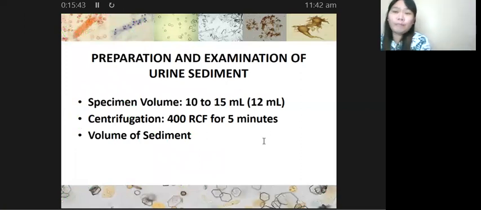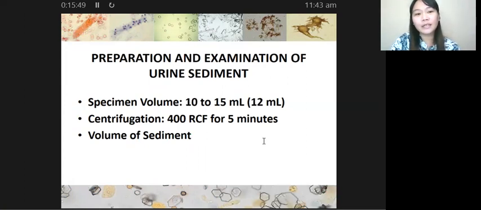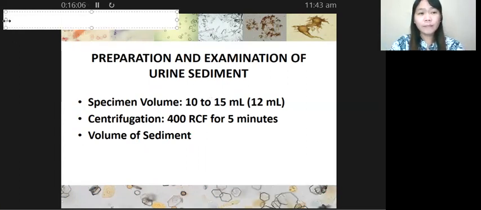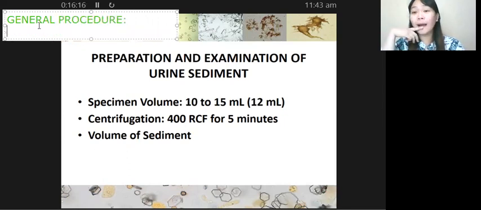Alright. So, bago po tayo pumunta sa mga sediment stains, before we go to your sediment stains, of course, we have to discuss how do we prepare your sample for microscopic analysis. There is actually a general procedure that we perform in the laboratory bago po tayo makapag-perform ng microscopic analysis.